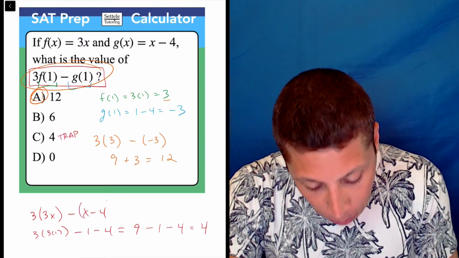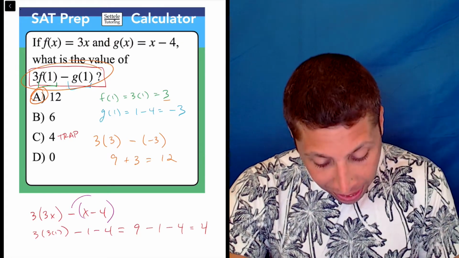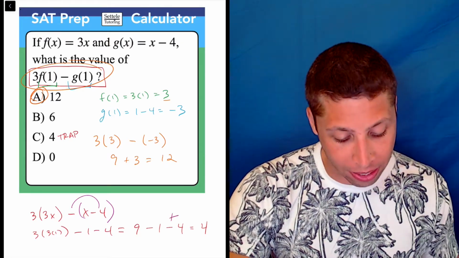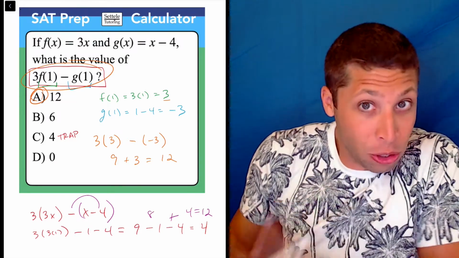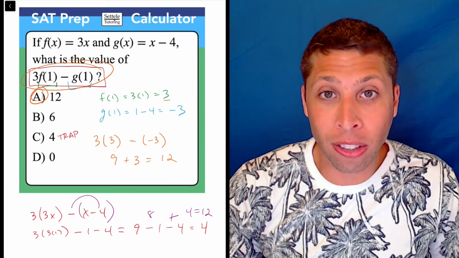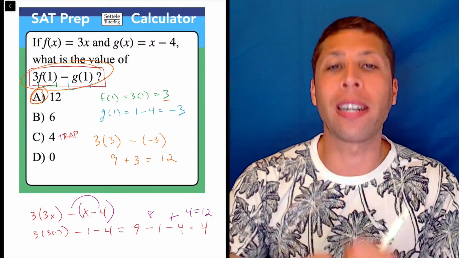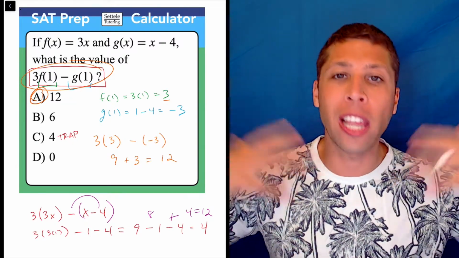What happened? We forgot to put parentheses here. And if we had, that negative would have made this 4 a positive, and so we would have had 8 plus 4, which is 12. So if we do the math right, we're going to get the right answer here, but the chance of doing it wrong is much higher when we're trying to just think algebraically.